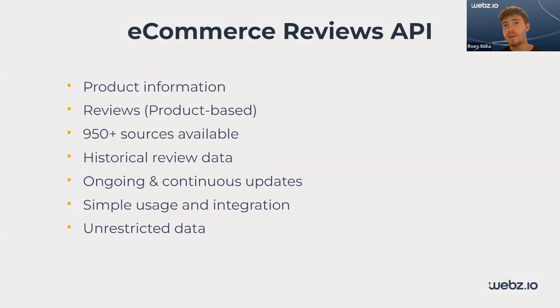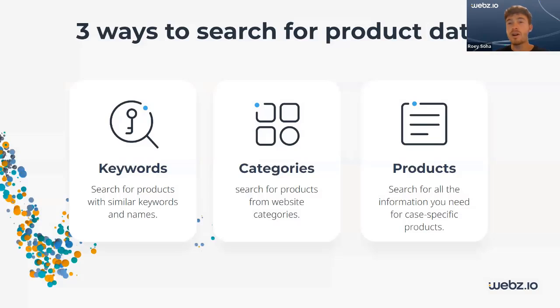The e-commerce reviews API is tailored to help you extract product information and product review data into structured machine-readable web data feeds. The API collects data on a continuous and real-time basis without the need to manually configure parsers, rotate proxies, or bypass any anti-bot softwares. Now, before starting our demo, it's important to understand the three different search methods we use to support the collection of products and reviews with our e-commerce reviews API.